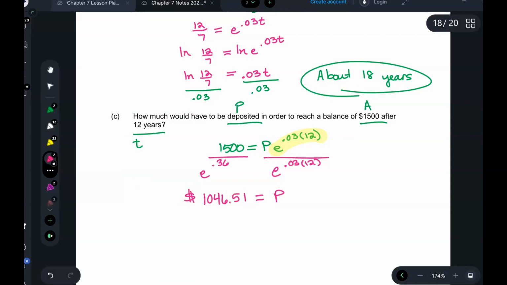Okay, so this is working backwards. We're saying, in 12 years, I want to have this much money, and this is my interest rate. How much do I have to put in? So that's also a good question.